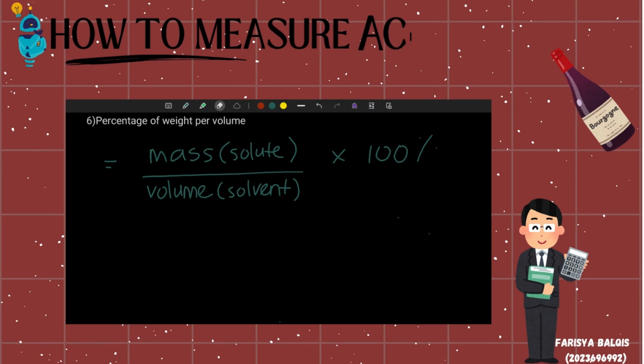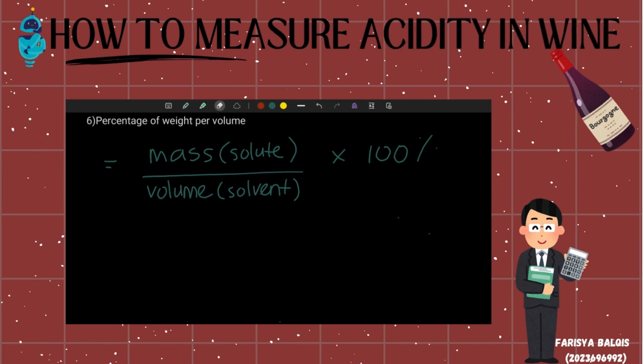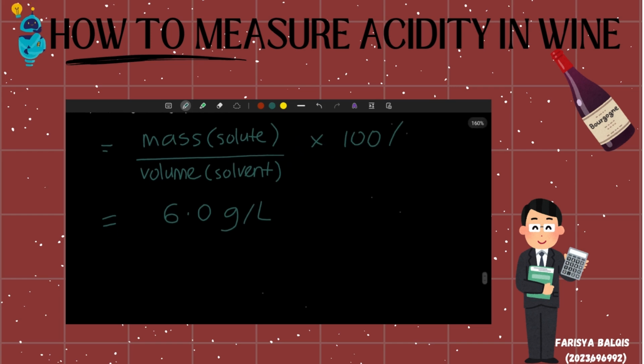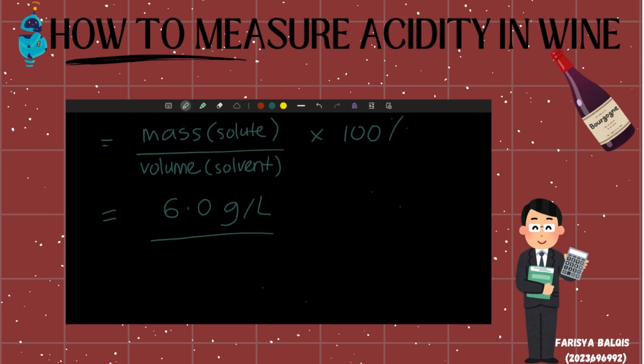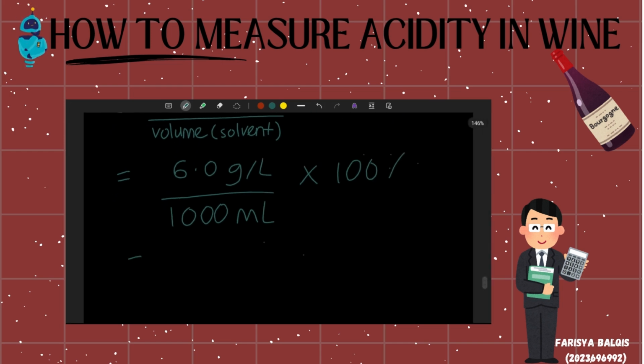Finally, to express the result as a percentage by volume, we use the formula mass of solute divided by the volume of solvent, multiplied by 100. So we substitute the values into the formula. Mass of solute is equal to 6.0 gram per liter that we got from the previous calculation, divided by the volume of solvent, 1000 ml, multiplied by 100%, and we get the answer 0.16% of tartaric acid in the wine. This is how we can quantify acidity in wine through titration.